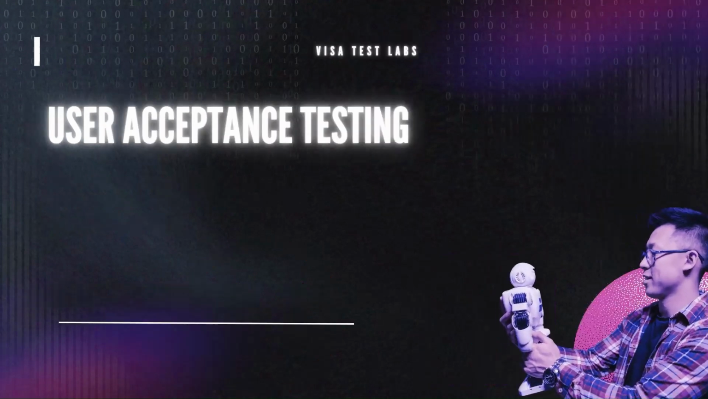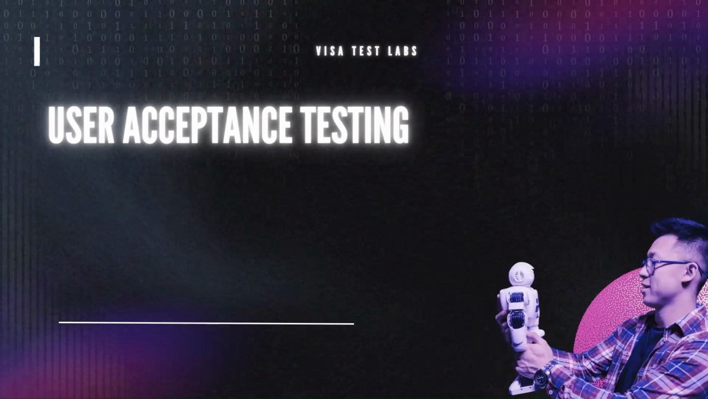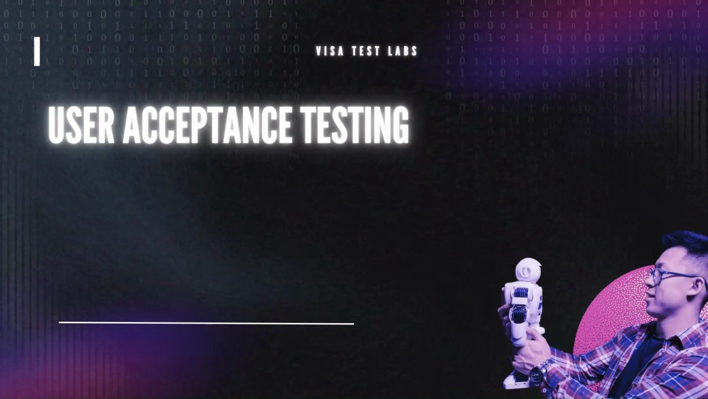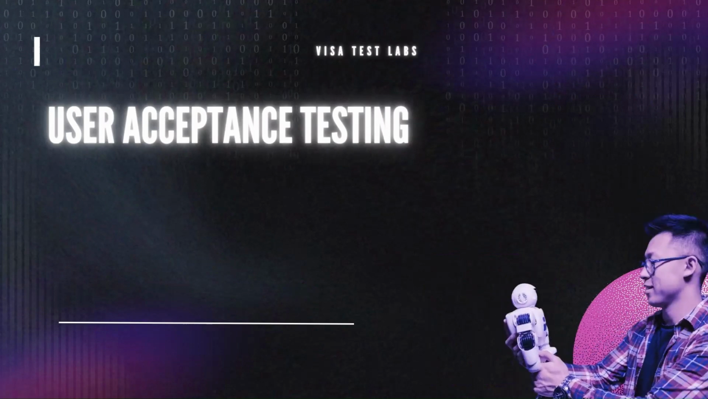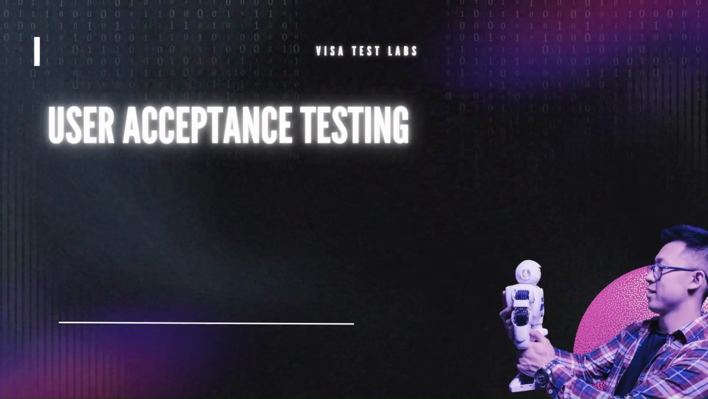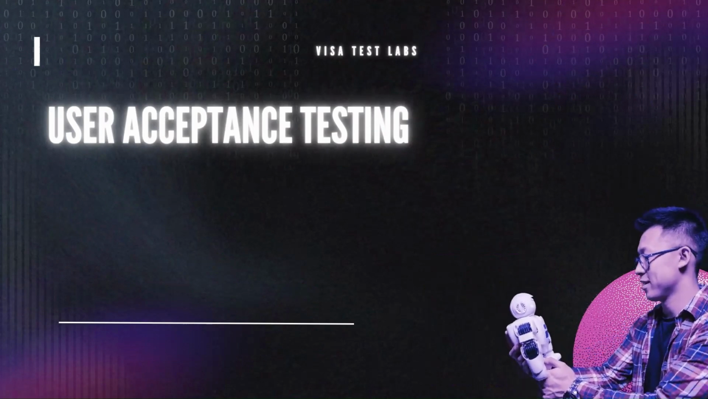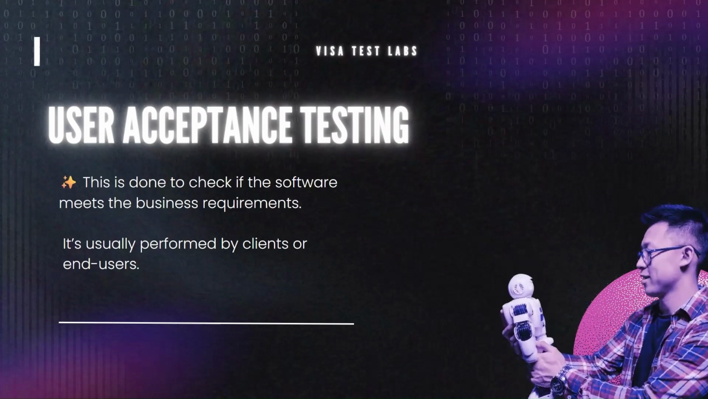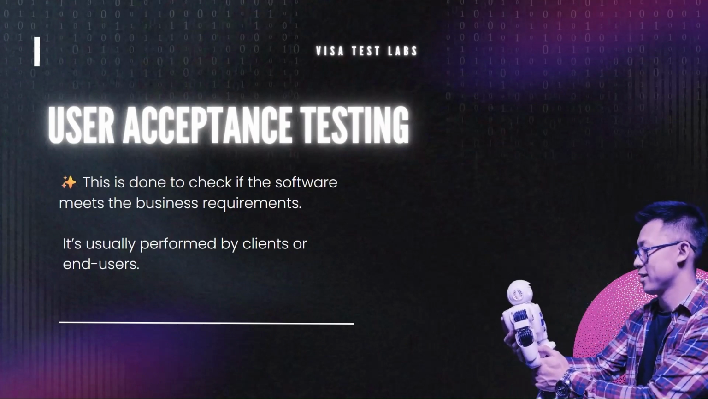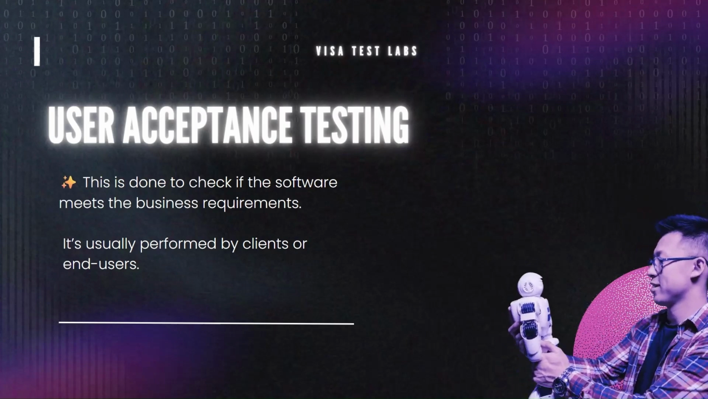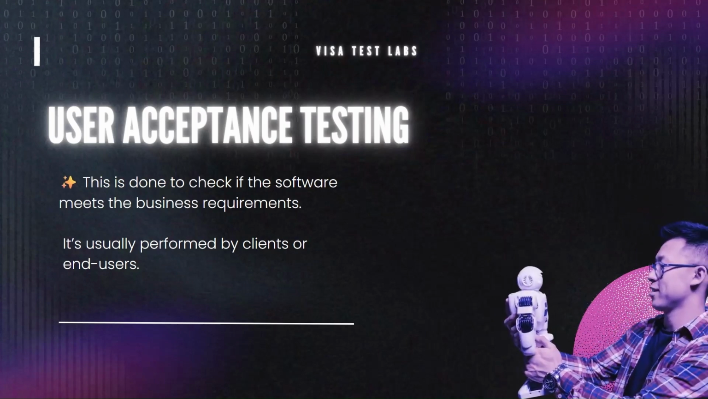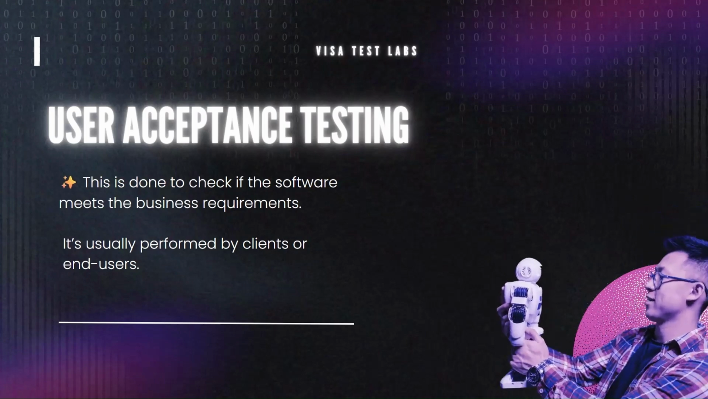That is user acceptance testing. That is the final level in the hierarchy of test levels. Like the person who is testing that particular robot, the user, the real client, who you are developing for, will be testing the system. Now read the definition. This is done to check if the software meets the business requirements, because the business requirements are given to you as a developer by the client or someone in authority.